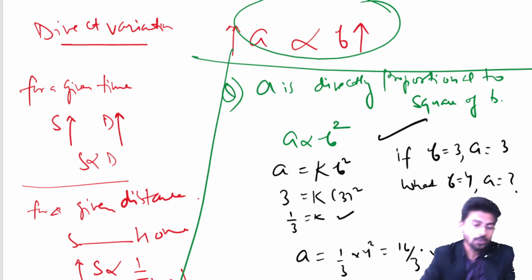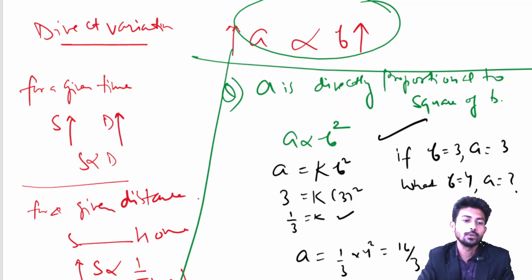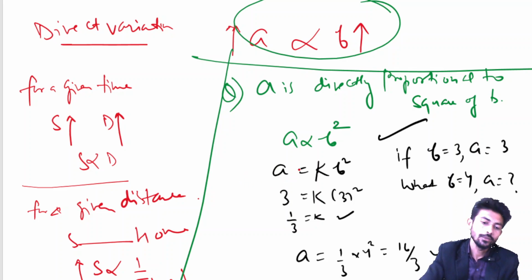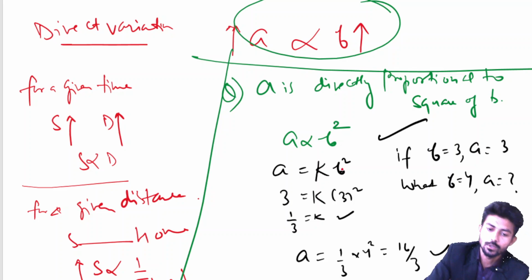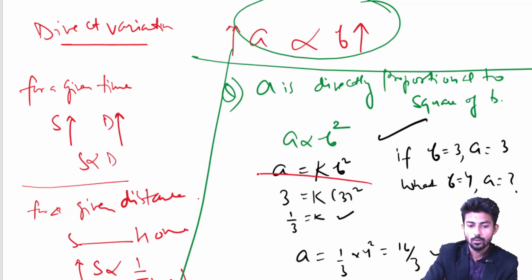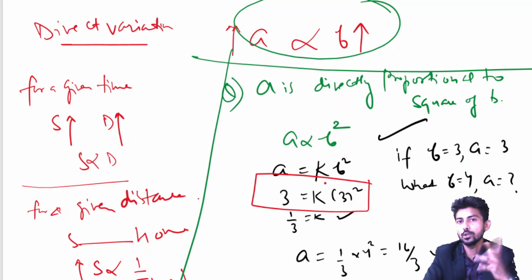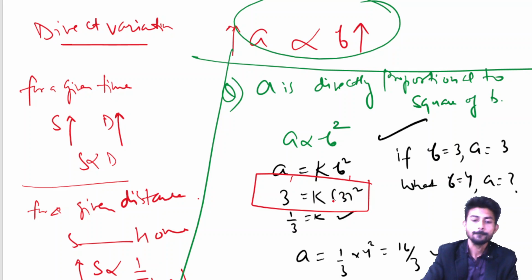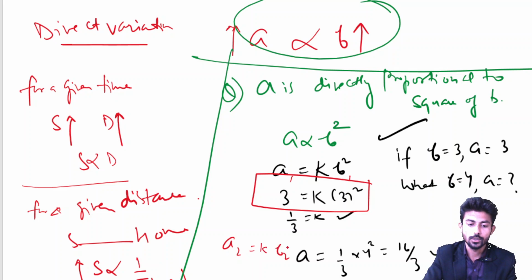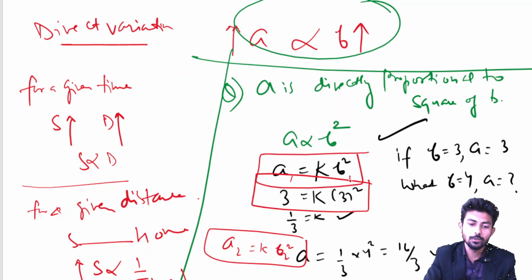Now, observing this carefully, I am using this relation once here and once here, for A and B. If there are two cases, let them be A1 and B1 for the first case. And for the second one, we could also write A2 is equal to K B2 square, where B2 is 4 and A2 we are finding out. This is the second relation. A1 was K B1 square and A2 was K B2 square.